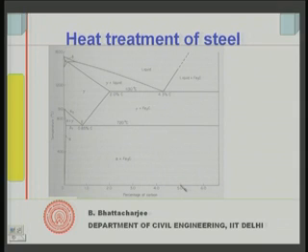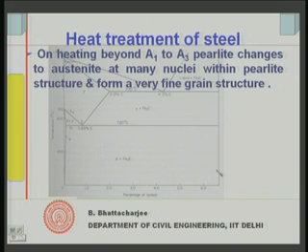Let us see what happens when we heat treat the steel. Supposing I have this steel, with the same ferrite-pearlite structure, and now I heat it up, first to A1 and then to A3. Up to A1 nothing will happen, because it is the same structure. Beyond A1, what will happen? Pearlite will change to austenite at many nuclei within the pearlite structure and form a very fine grained structure. Cast steel has a coarse structure of ferrite and pearlite.